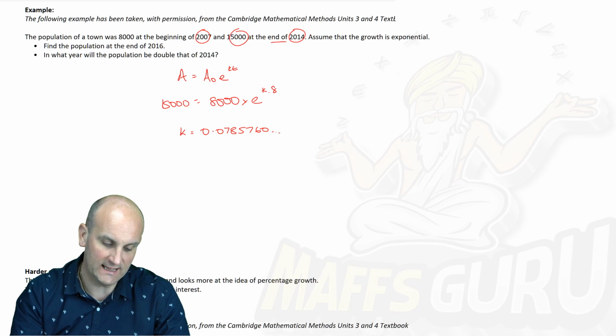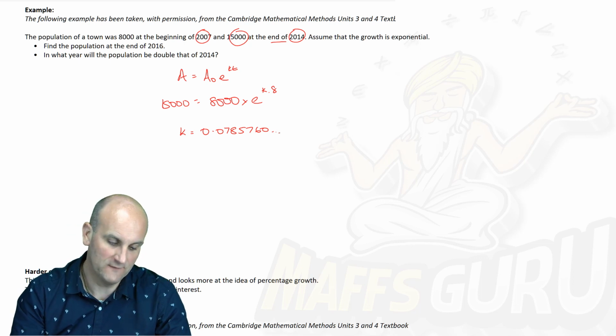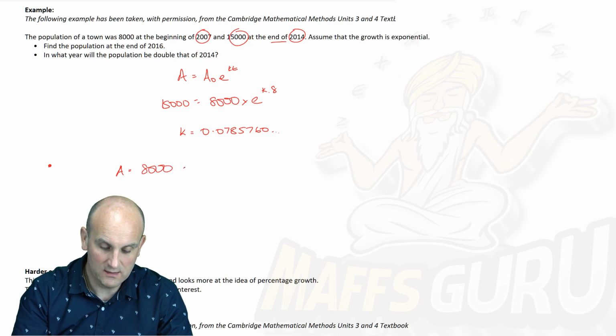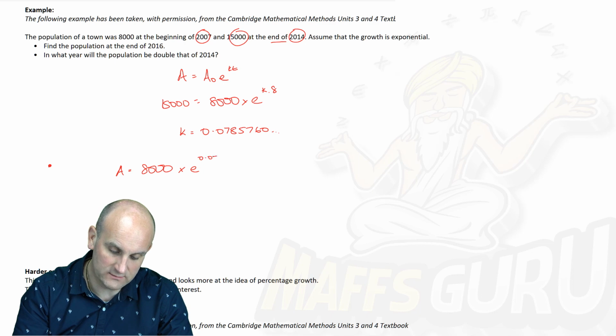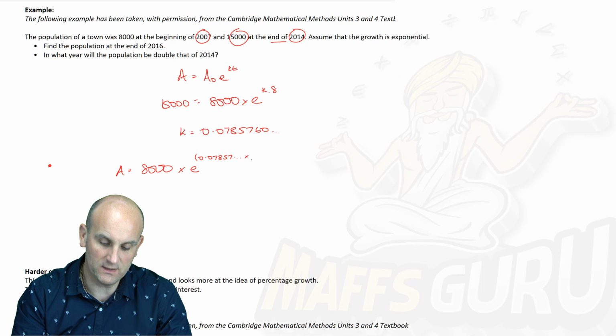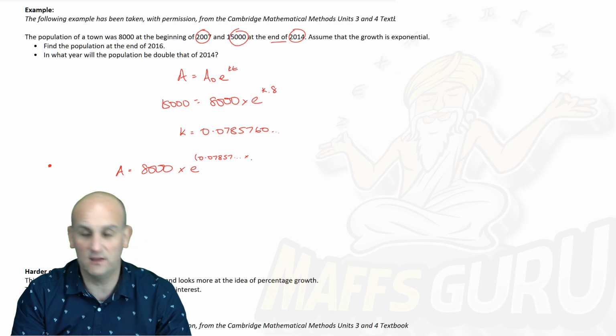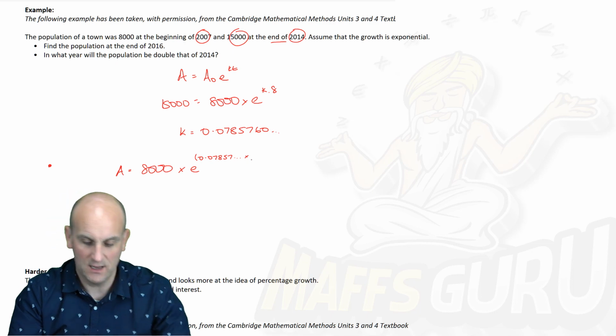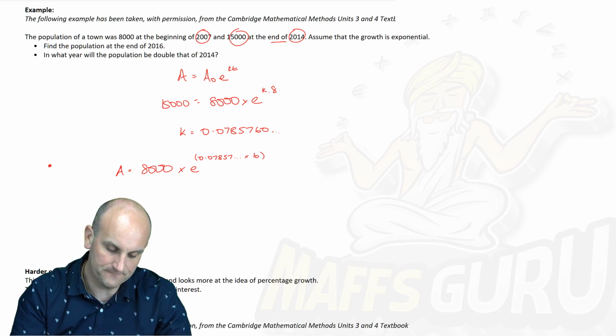Right, so using that, still haven't found the population. Find the population at the end of 2016. So going to that first dot point there, we now know that A, which is my population, is equal to 8,000 times e to the value of 0.07857, and I put it in brackets, multiplied by, right, 2016. So 7, 8, 9, 10, 11, 12, 13, 14, 15, 16, to the power of 10.